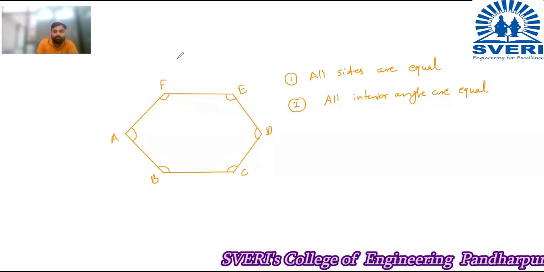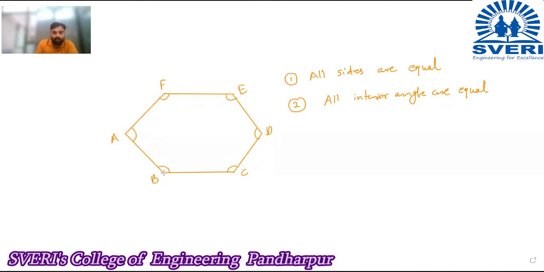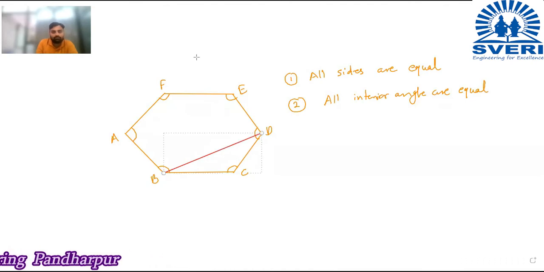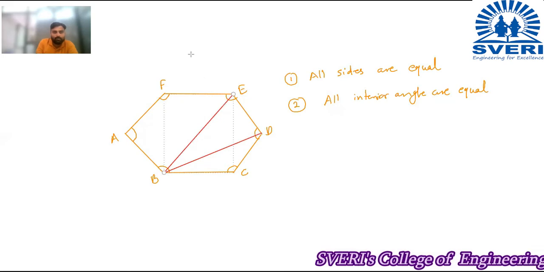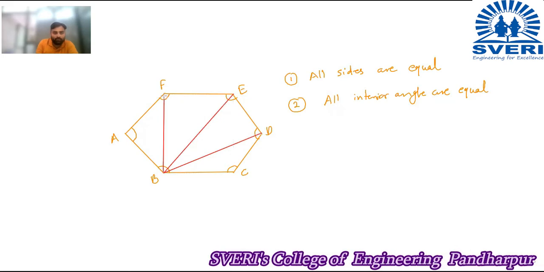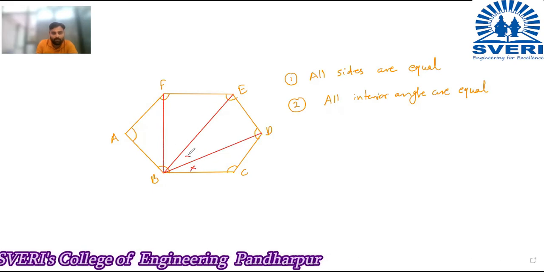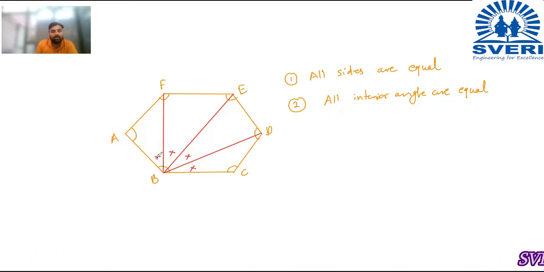Now if you join the angular points, suppose from point B, if I join the first angular point D, then if I join this second angular point E, and then from point B, if I join F, then these angles, whatever I have shown over here by cross, are the same. So these lines equally divide this interior angle.